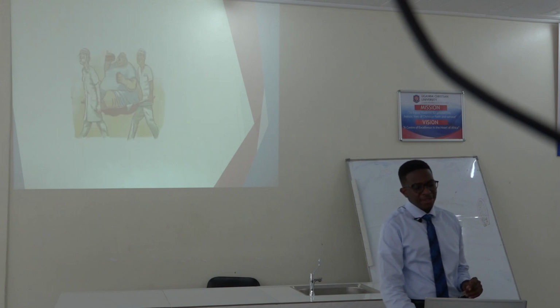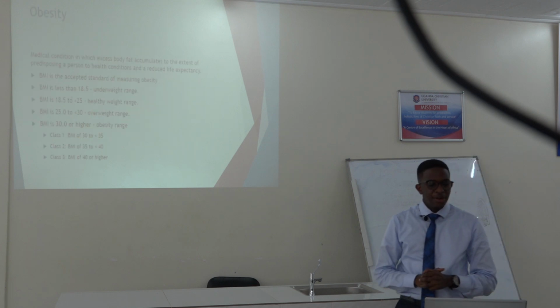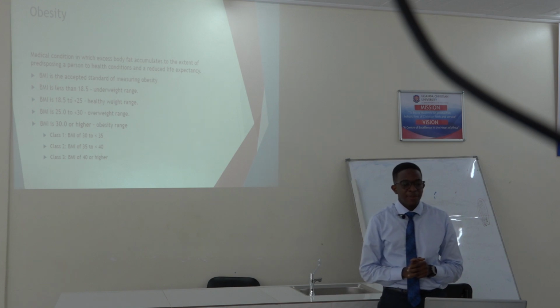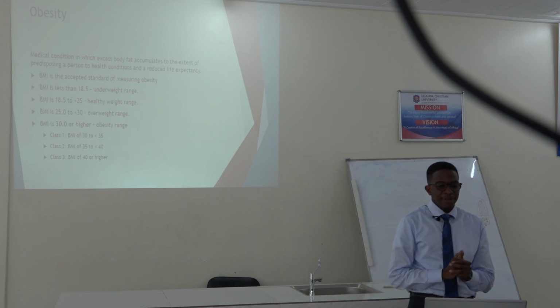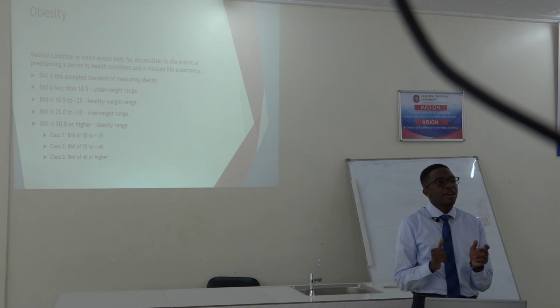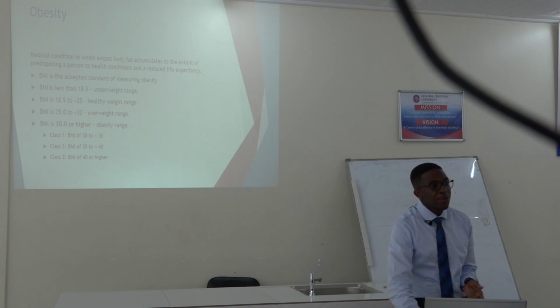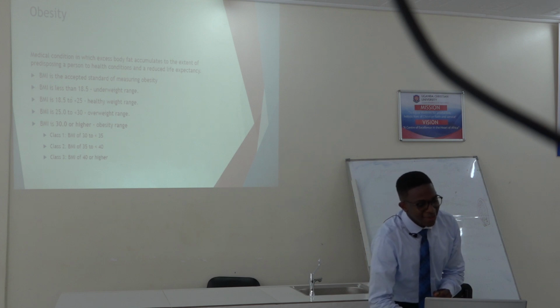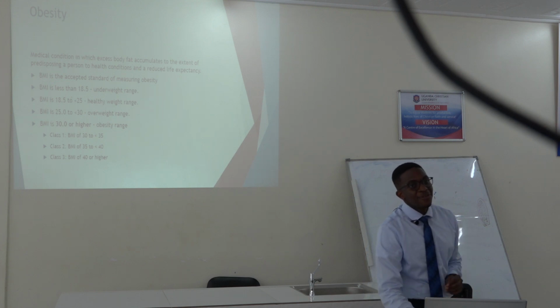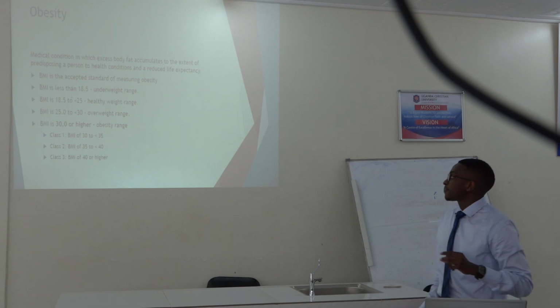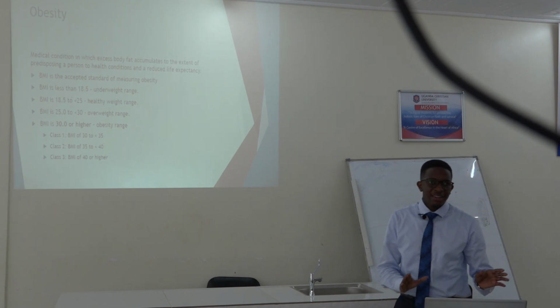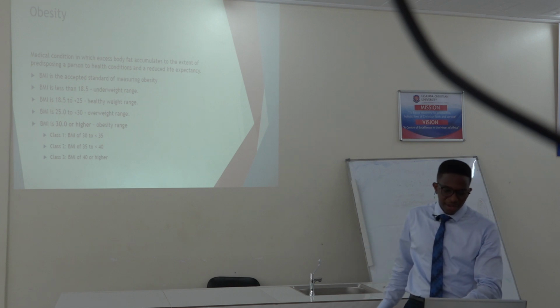Let's talk about the elephant in the room, which is obesity. Obesity is a condition in which excess body fat accumulates to the extent of predisposing a patient to health conditions and reduced life expectancy. So BMI to diagnose obesity is greater than 30. And we have different classes: class 1 being 30 to 35, class 2 35 to 40, and class 3 is 40 or higher.